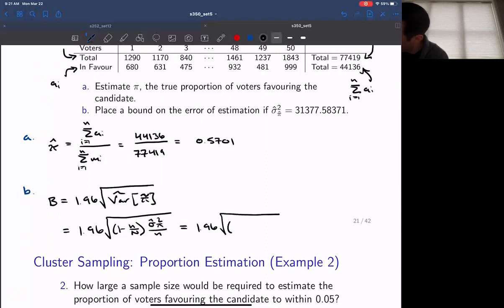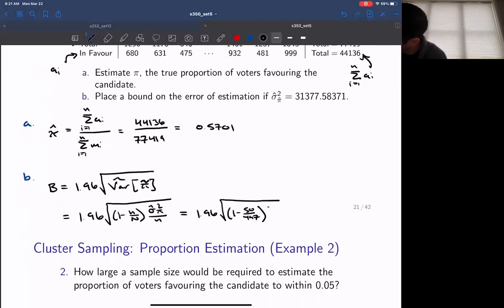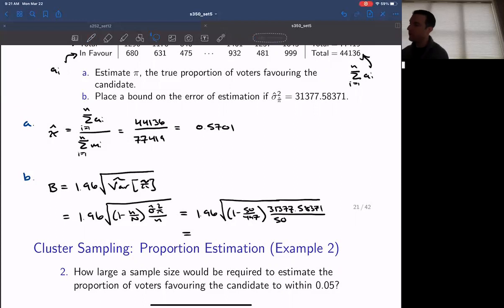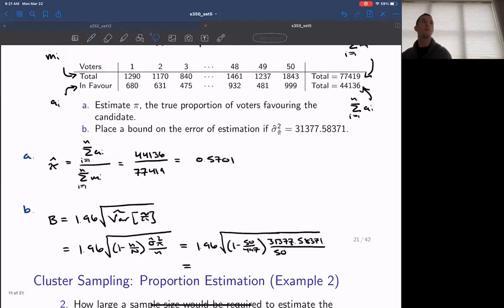1.96 multiplied by the square root of 1 minus 50 over 497, multiplied by 31,377.58371 divided by 50. And that gives us, oh, divided by 50. Okay, and then we need our estimate of m bar squared in this case.